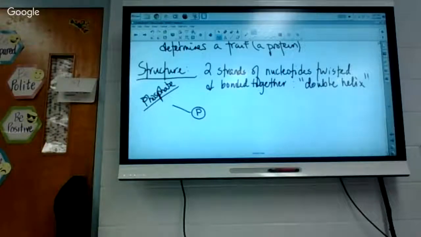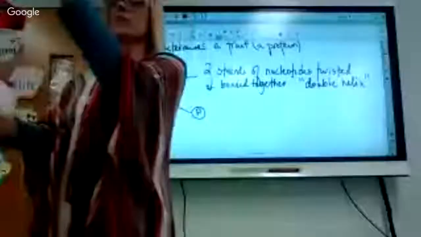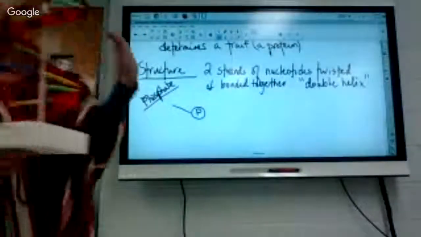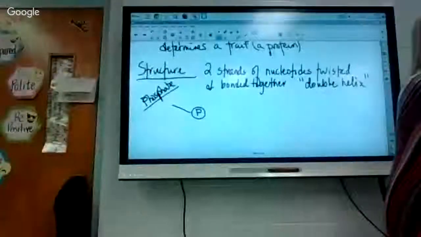But it's going to be something here on the outside. I'm not going to tell you what it is yet, just if you can figure it out. But it's going to be out here on the outside. Okay, so it's always bonded to a sugar.